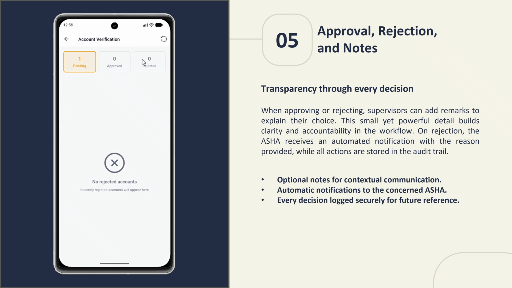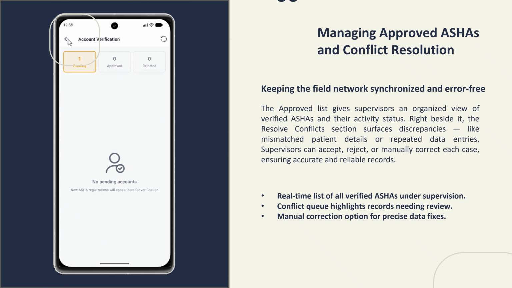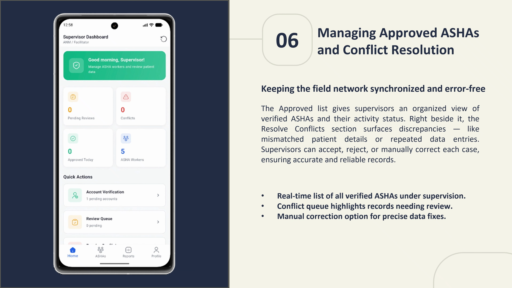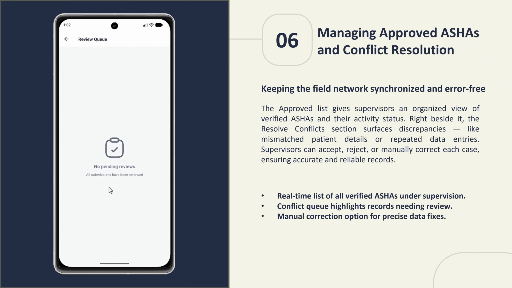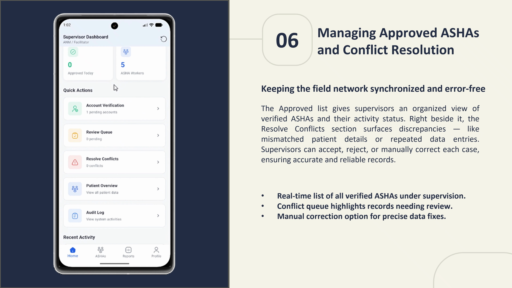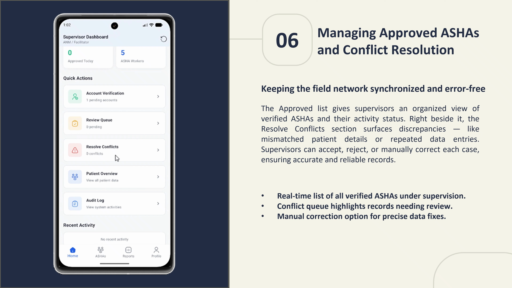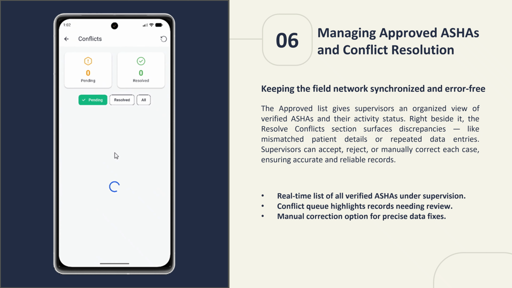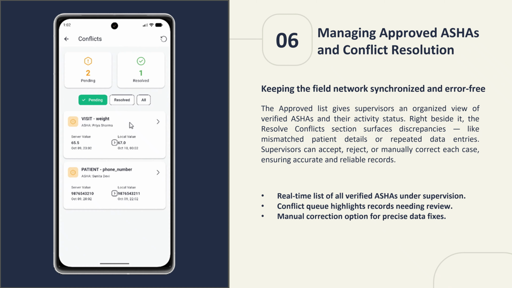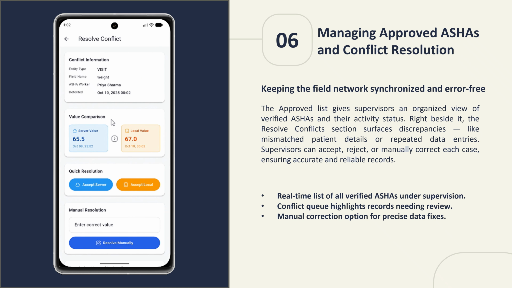Now let's move on. Next, we have the sections for reviews, resolved conflicts, patient overview, and audit logs. Starting with the reviews, currently there are no reviewed accounts available. Moving ahead to the resolved conflicts, we can see there are 2 conflicts, both originating from ASHA visit records. In one case, a patient's weight was updated and the new value differed from the one stored in the database.